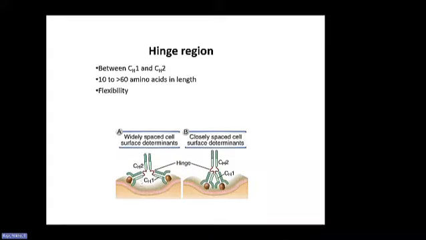It's 10 to 60 amino acids, maybe even more than 60 amino acids in length, and the function of this hinge region is to provide flexibility, which means, say there is an antigen that has repeating epitopes. It can bind to those epitopes using these two antigen binding sites on the same molecule, but depending on how close or far away these epitopes are, the hinge region can give the flexibility so that it can bind to them.